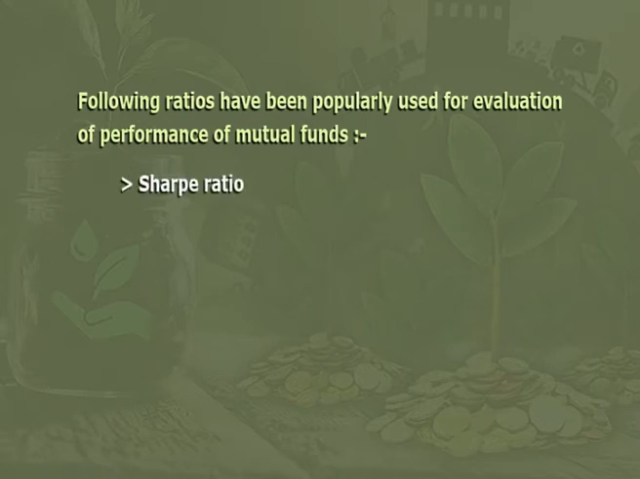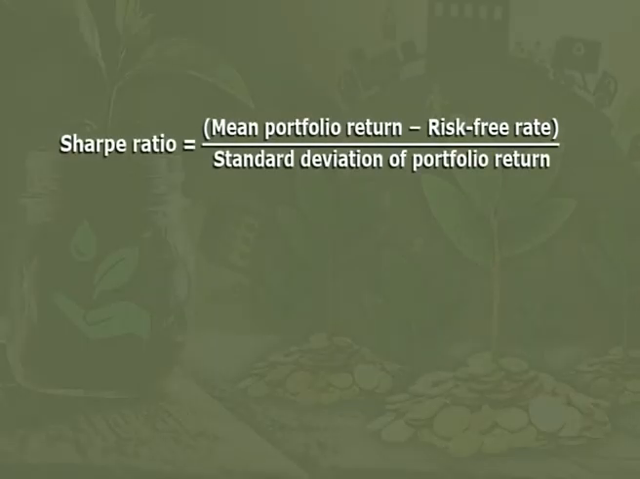Let's talk about the ratios that are popularly used for evaluation of performance of mutual funds. The first one is the Sharpe ratio. This ratio, proposed by William Sharpe, describes how much return an investor is receiving for the extra volatility that an investor endures for holding a riskier asset. He needs to be properly compensated for the additional risk he undertakes for not holding a risk-free asset. The risk-adjusted return is called the Sharpe ratio. It is also called the reward to variability ratio. A fund with a higher Sharpe ratio gets a better rank. Let's look into the formula now.